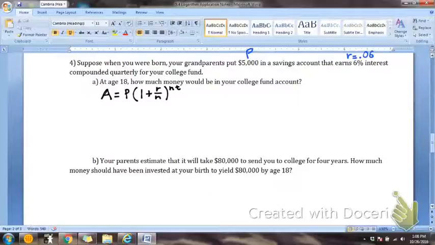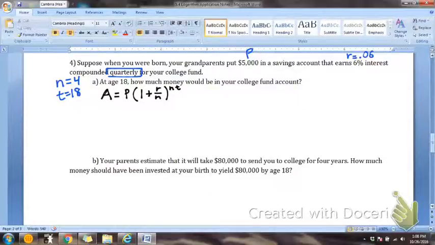Then it says compounded quarterly. If you look at the notes where I said if it compounds quarterly, how many times a year is that? 4 times a year. So N is 4. And then T is how many years have passed. How many? 18, right? Because at age 18, if you're born at age 0, that means that 18 years have passed.